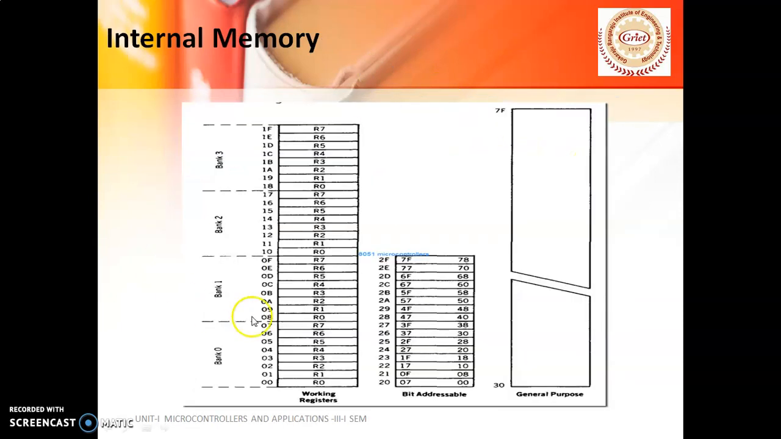So if you see this next one, the lower 128 bytes has been divided into three parts. One is working registers, the next one is given for the bit addressable RAM area, and the next one is given for the general purpose RAM area. If you see this lower one, working registers, in total we have 4 banks in 8051.